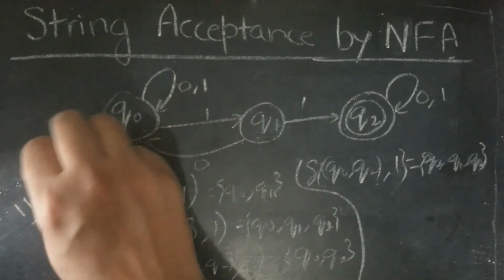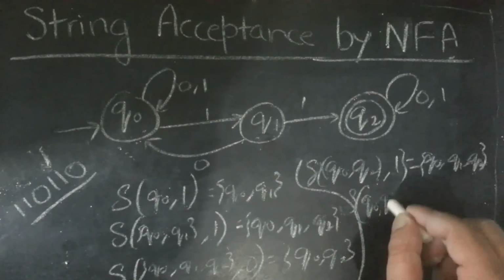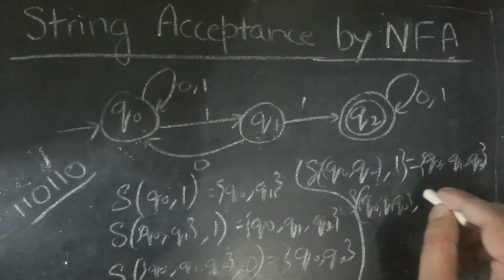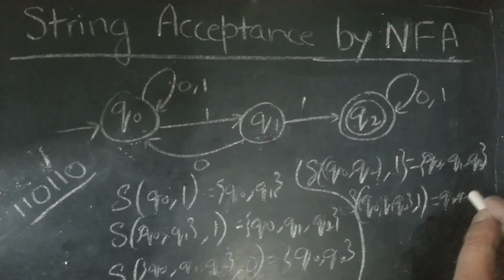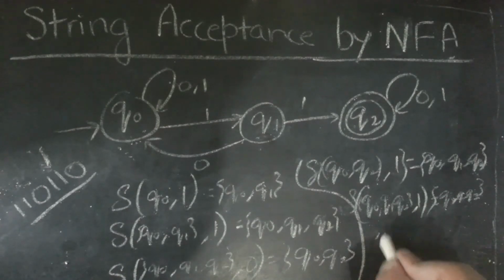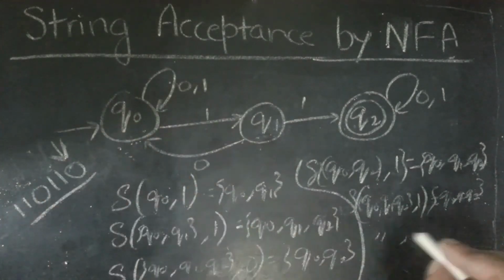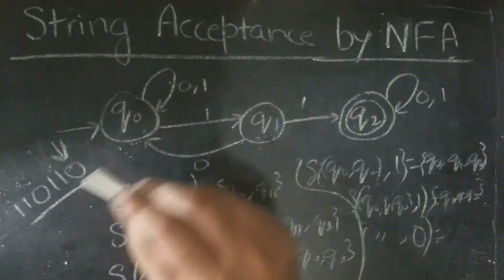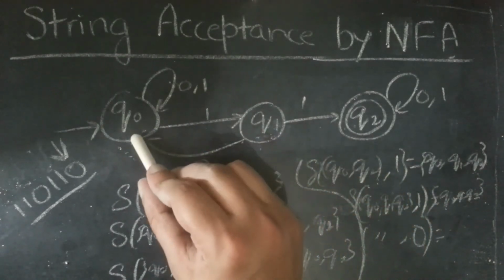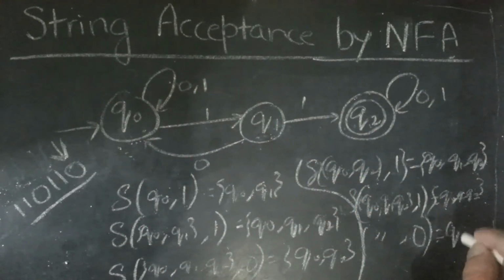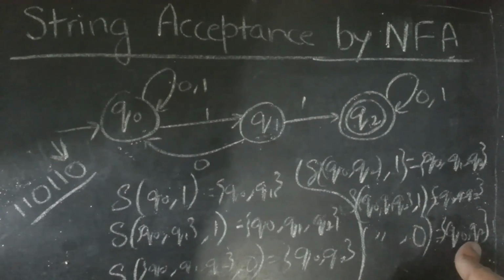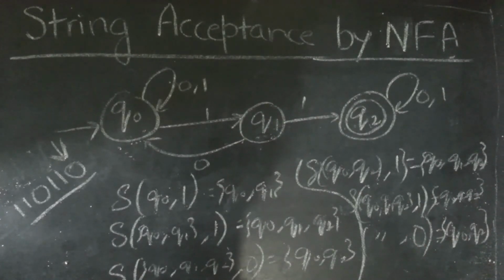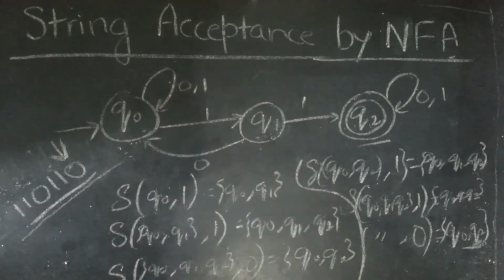Now go to the next one, and on Q0 Q1 Q2, on 1, they will take us to Q0 Q1 and Q2. Now again on Q0 Q1 Q2, we give the final input, which is 0. Q0 on 0 will take us to Q0, Q1 on 0 will take us to Q0, Q2 on 0 will take us to Q2. So the answer would be Q0 Q2. Now in the final answer there is Q2. So if the final answer contains a final state, then the whole string is accepted. Since the final answer contains Q2, which is a final state, we say this string is accepted.